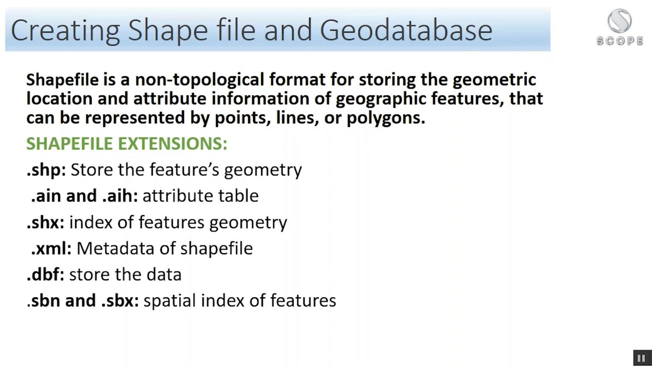When we create a Shapefile, we are not creating just one file. There is the .shp, which stores the feature geometry. Whenever we create a Shapefile, we also create many supporting files along with the .shp, like .AI and .AIS, the attribute table, and the .SHX format, which is the index of the feature geometry, and .XML is the metadata of the Shapefile.